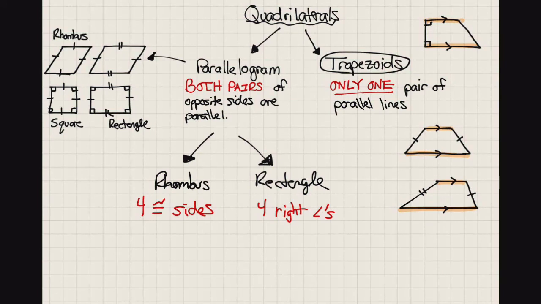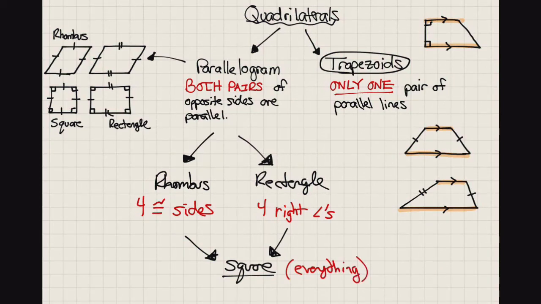And they both come together, and when both things are taken into consideration, you have a square, which is everything. It's both pairs of opposite sides are parallel, it has 4 congruent sides, and it has 4 right angles. I'm just going to put right next to it, it is everything. A quadrilateral, a rhombus is a quadrilateral. A rectangle is a parallelogram, a rhombus is a parallelogram, a square is a parallelogram, okay?